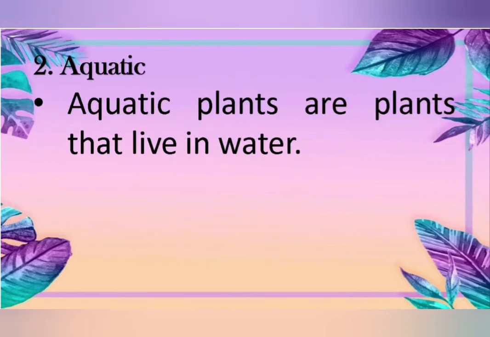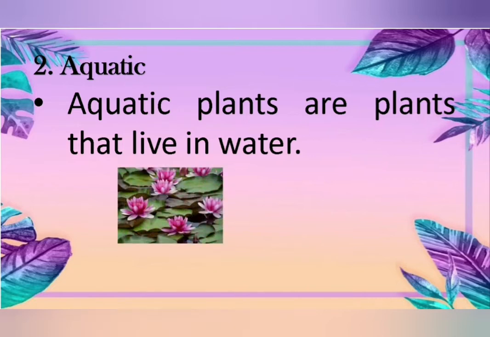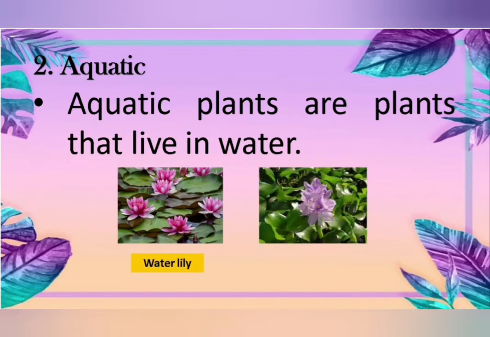Then, second, aquatic plants. Aquatic habitat. Aquatic plants are plants that live in water. Examples, we have water lily. We have water hyacinth.